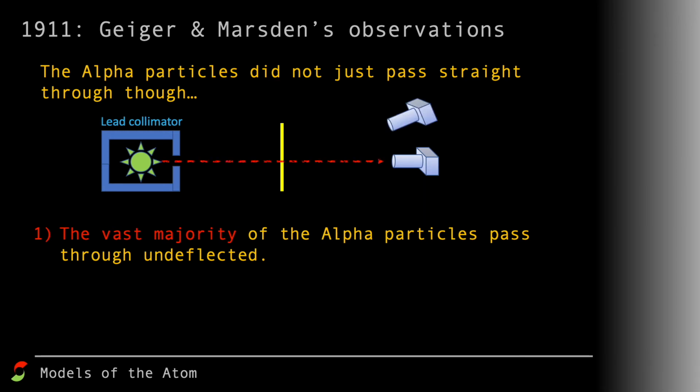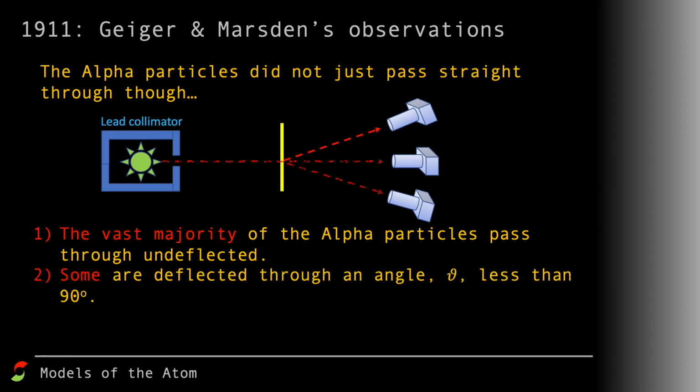Geiger and Marsden then started moving the radiation detector, which at the time would have been a scintillator. If we move the Geiger-Muller tube around, what they also noticed was that some alpha particles were deflected through an angle that was less than 90 degrees. What I mean by that is those two angles there are less than 90 degrees.